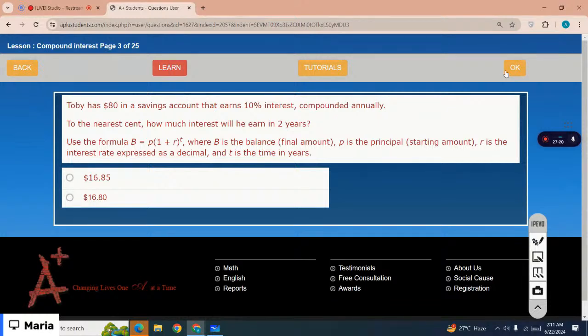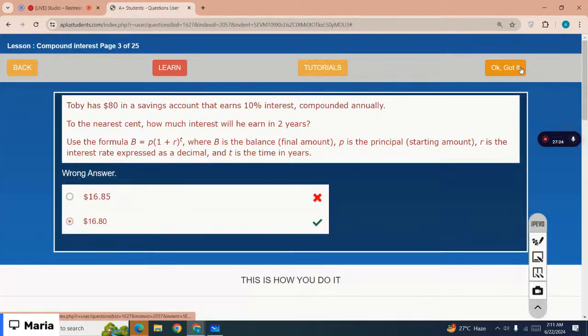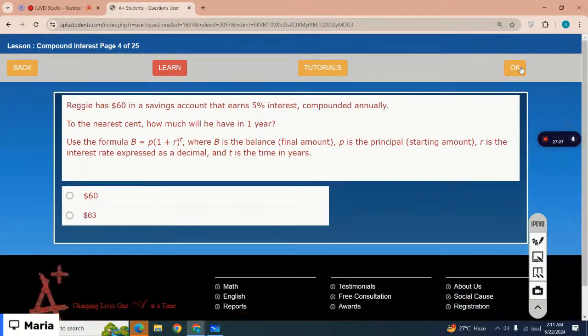Yes, that is 16.85, the correct option. Oh, 80 it is. Okay.